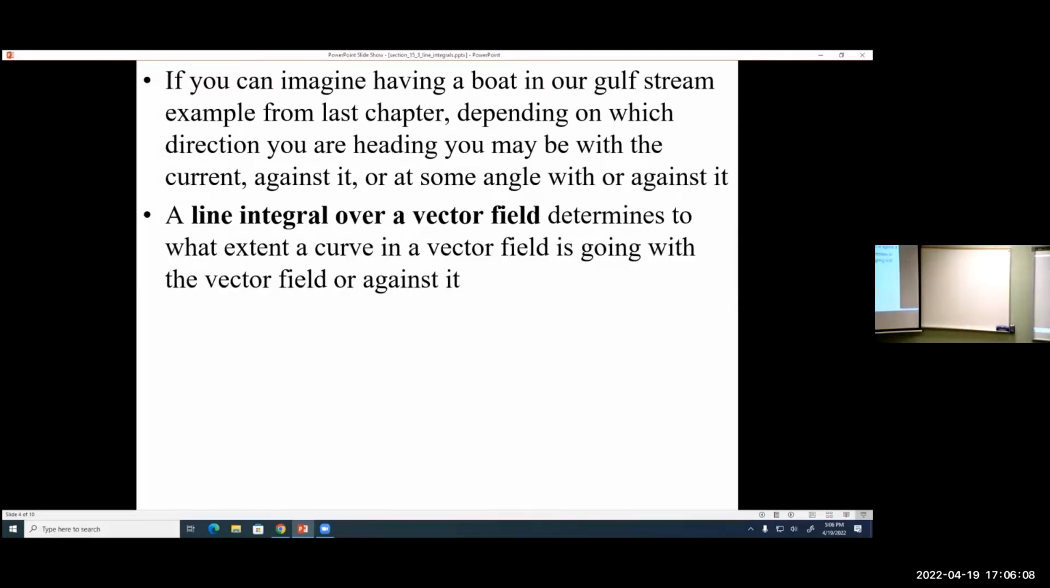So a line integral over a vector field determines to what extent our path along a curve is going with the vector field or against the vector field. All right. So again, a boat in the Gulf Stream, right? We might want to know to what extent it's going to go with the flow of the Gulf Stream and to what extent it's going to go against it, because that may determine how much we need to accelerate the engine, right? Just kind of giving you an intuitive sense of these.